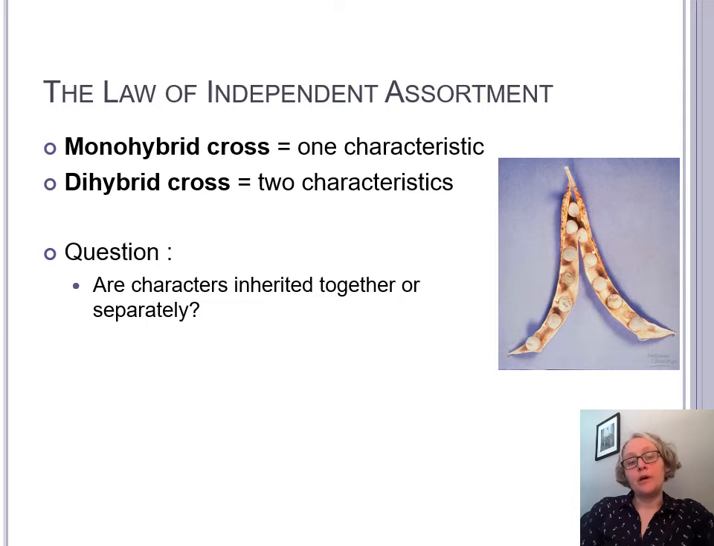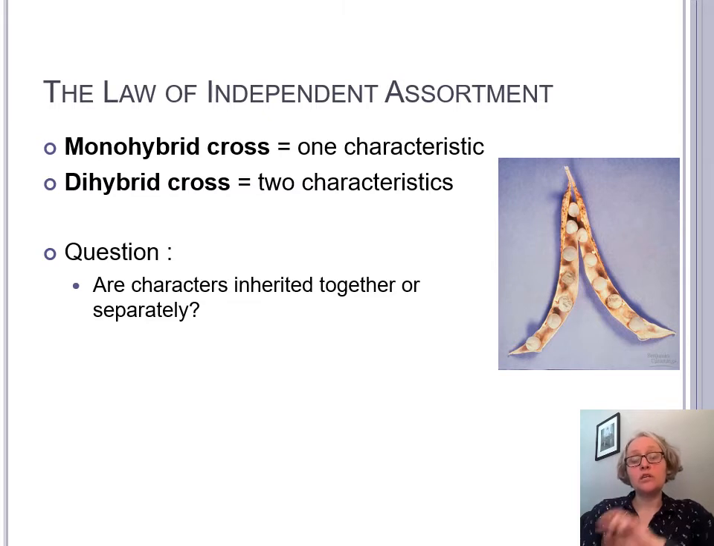Next we want to talk about the law of independent assortment. So far, we've just been looking at monohybrid crosses where we look at a single characteristic. We now want to look at a dihybrid cross, where what Mendel did was he looked at two characteristics. His question that he wanted to answer was, are characteristics going to be inherited together as a package deal, or are they going to be inherited separately?